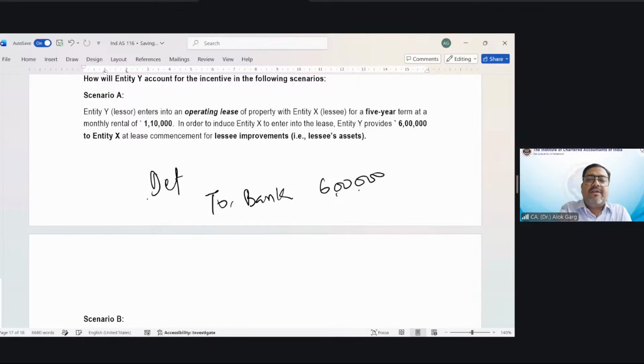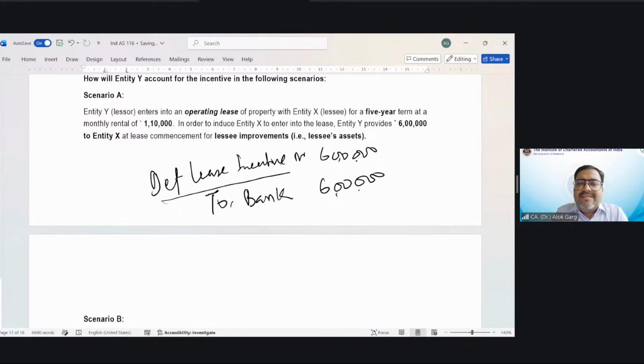So the debit will be deferred lease incentive, debit 6 lakh rupees, to bank 6 lakh rupees. Is that clear? Sir, what is this deferred lease incentive? This is an asset.